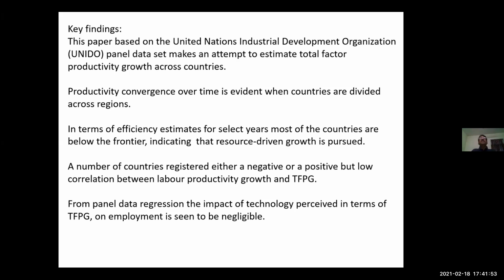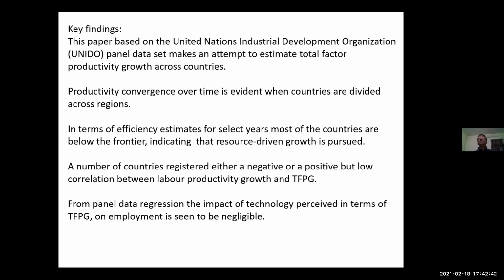In terms of efficiency estimates for select years, most of the countries are seen to be below the frontier. This is one key finding, that on the one hand, we are saying that technological advancement is very fast. At least it has happened in the past years. Now it may have reached a saturation point, and we may still be waiting for another technological advancement or technological boom or ICT boom to take place. But before this, it has already reached the climax. And relative to that climax, the resource utilization level is very, very poor. That means there is a huge gap between the maximum attainable level of output and the observed level of output.